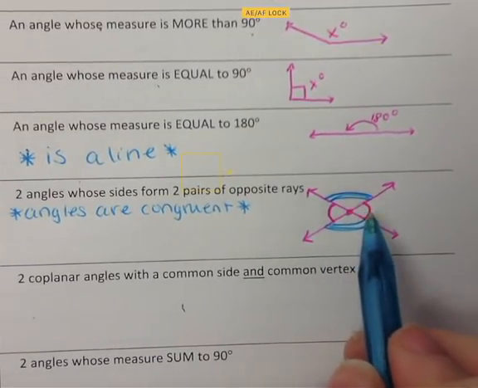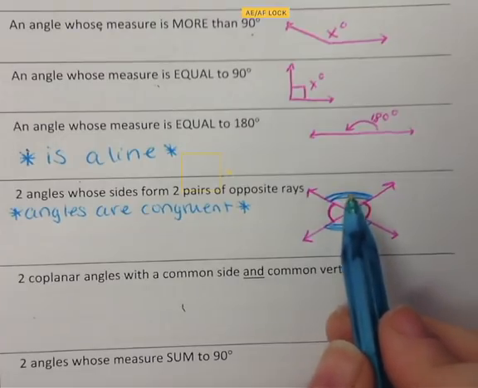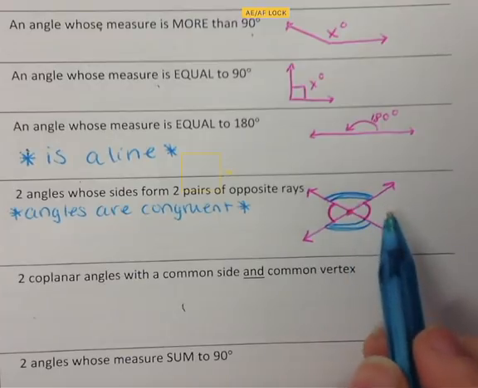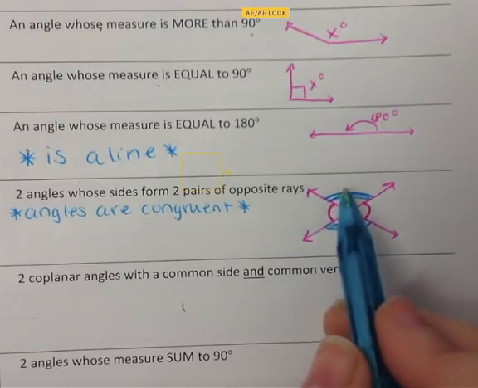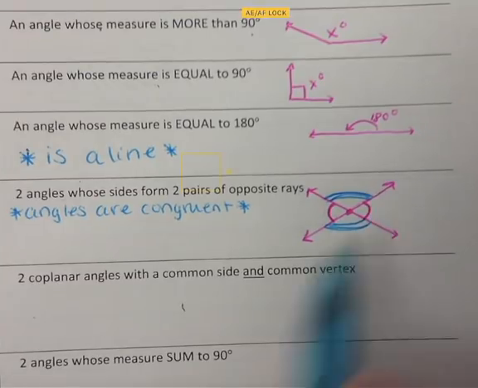These 2 angles are not congruent to each other unless they are both 90 degrees. That's the only way they can be congruent to each other. But if we don't have the degrees, we cannot say that these 2 are congruent. That is impossible.